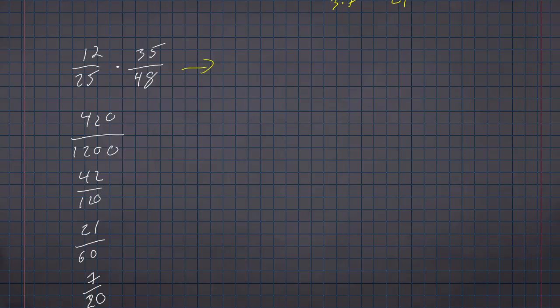So again, if you follow a trick here and rewrite this and think about 12 over 48 and 35 over 25 as your fractions instead, just changing the order of those two denominators. Then 12 over 48, you can divide top and bottom by 12 and get 1/4. 35 over 25, you can divide top and bottom by 5 and get 7 over 5.